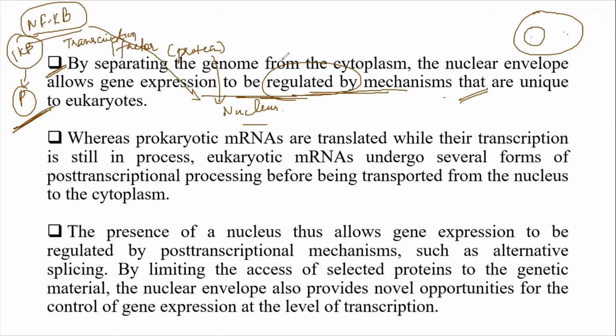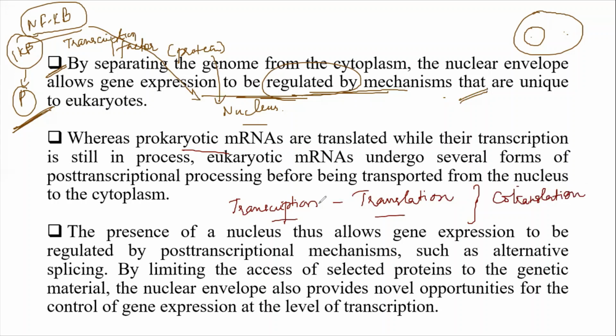Whereas in the case of prokaryotes, mRNAs are translated while the transcription is still in progress. This is the benefit of not having a separate nucleus. In bacteria, as the transcription is going on, the translation is also happening, and this process where transcription and translation happen together is known as co-translation. So as your mRNA is being made, the protein is also being synthesized.